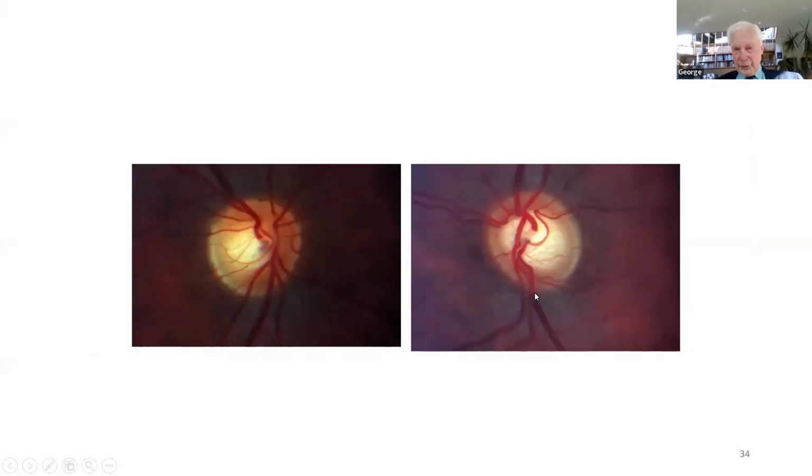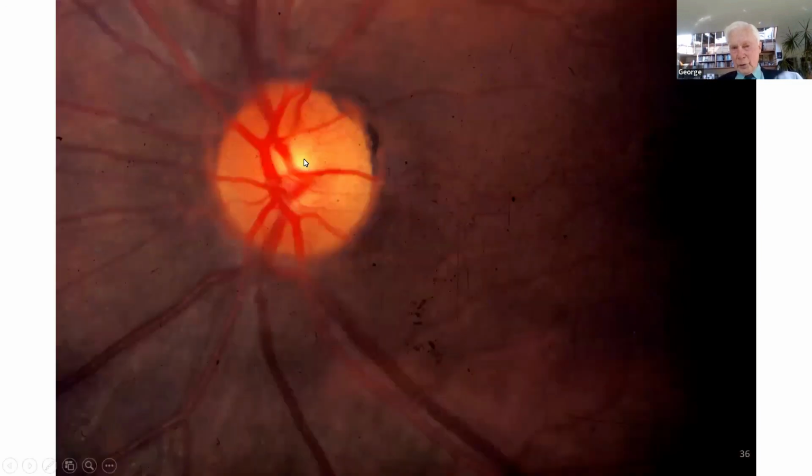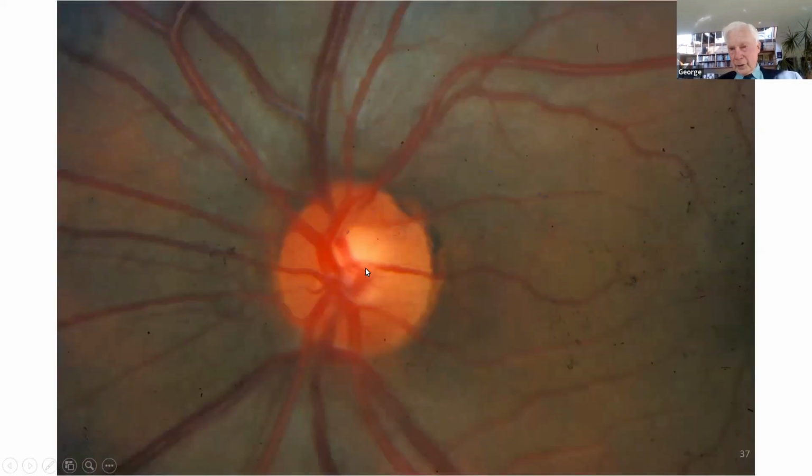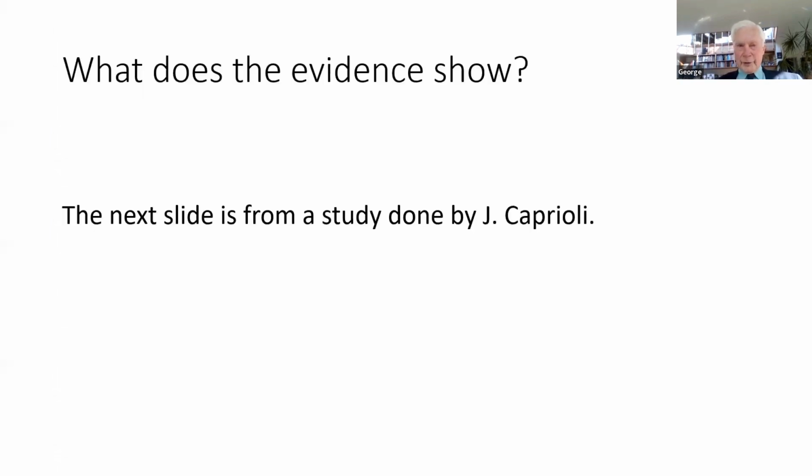This is a larger disc than that disc there, so the cup here is going to be bigger than that. That's not a glaucomatous disc. How about that? Well, that looks like a healthy disc, doesn't it? But what you don't know is that's what it looked like a year before. So it went from there to there in a year. So this disc here is a glaucomatous disc. The only reason you can tell that is because you know what the disc looked like beforehand.